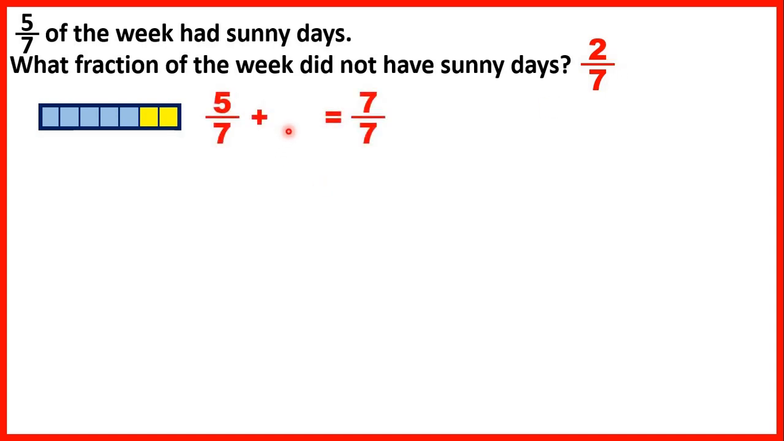We know that the total will need to add up to 7/7, because if a fraction has the same numerator and denominator, that's 1 whole, so 7/7 is 1 whole week. And then to add fractions, the denominator stays the same, and 5 plus 2 is 7, so that means 2/7 of the week did not have sunny days.